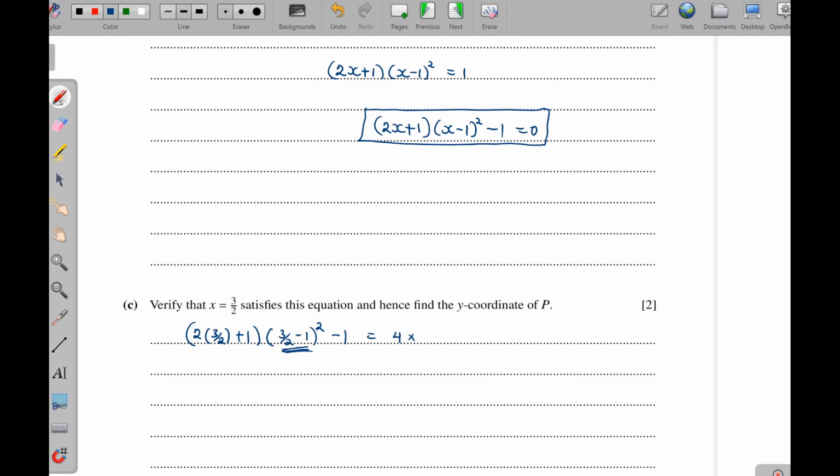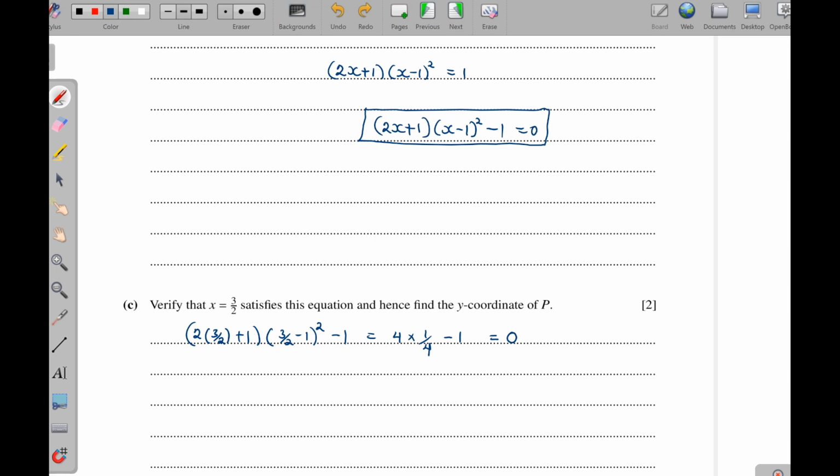1.5 minus 1, you get 0.5, which is a half. Then when you square it, it is going to be a quarter, then minus 1. So you can see that this one is 1, then minus 1, which is equal to what? 0. And that is what we are having here. So verified. Hence find the y coordinate.